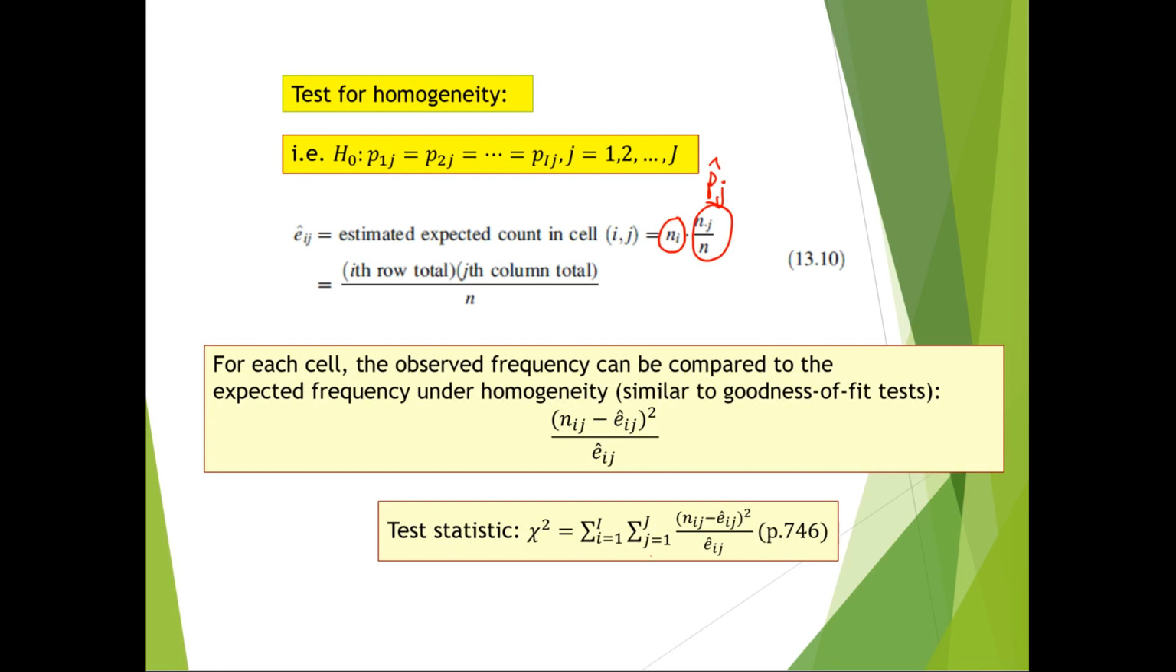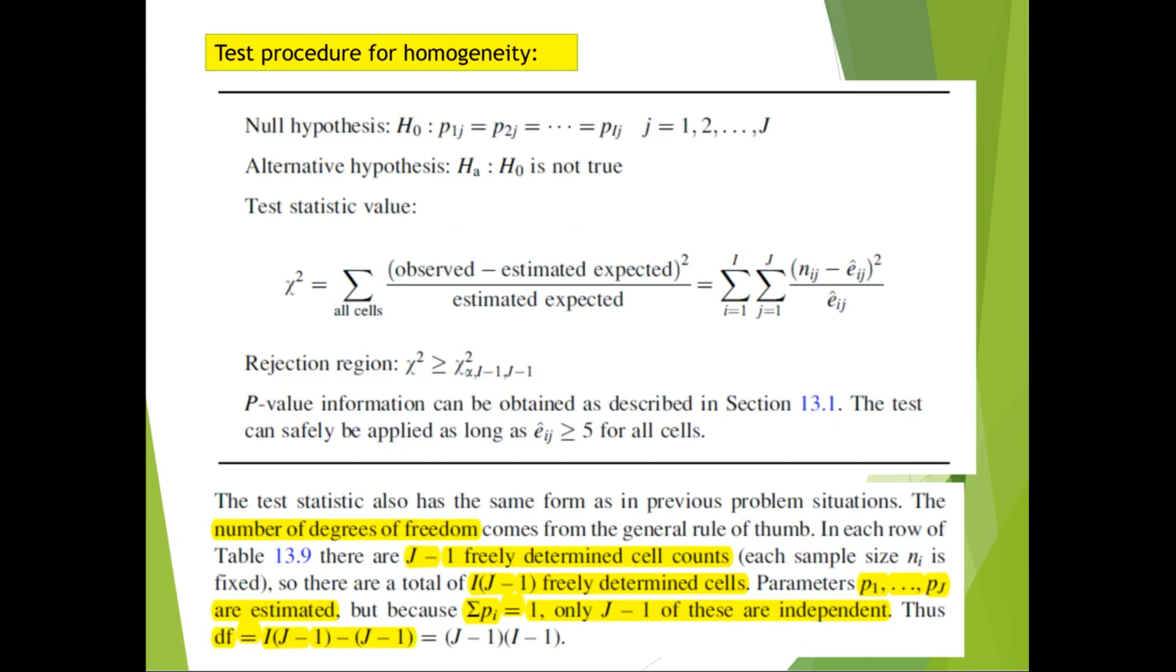So you have your procedure in your textbook. There's your null hypothesis. The alternative is just that it's not true, so at least two pijs differ. The test statistic value, we've derived the formula there, and now the rejection region. Before I get to the rejection region, also remember the test can only be safely applied as long as all the expected frequencies in each cell are at least 5. So this is quite important.